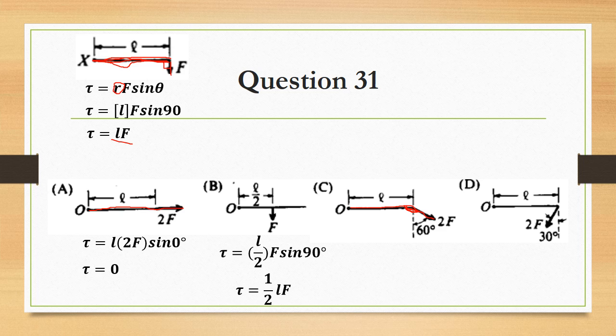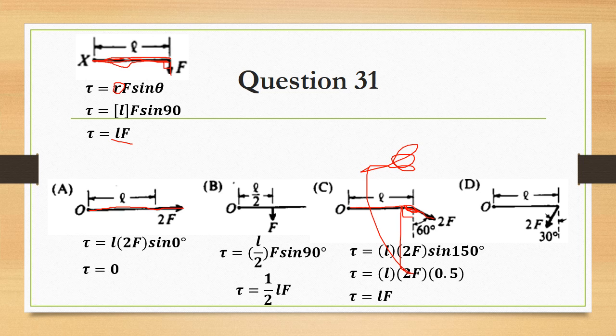And we know that 60 is the angle between the 2F and the vertical, but there's also a right angle here. So, I don't mean to be drawing. Why is it still drawing? Oh, sorry about that. But anyway, we know the total angle then is 150 degrees. And that gives us the same torque as the prompt. Answer is C.